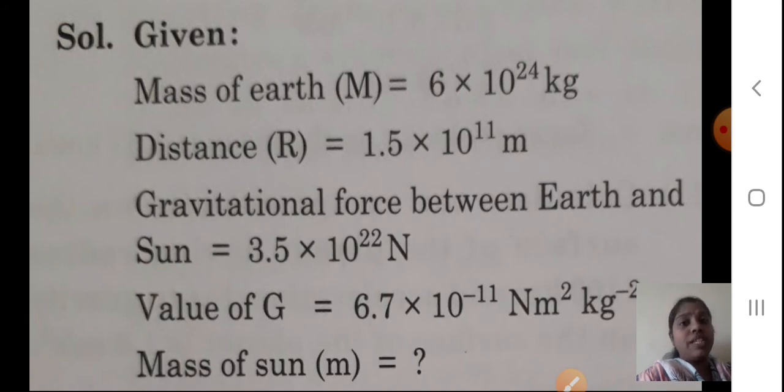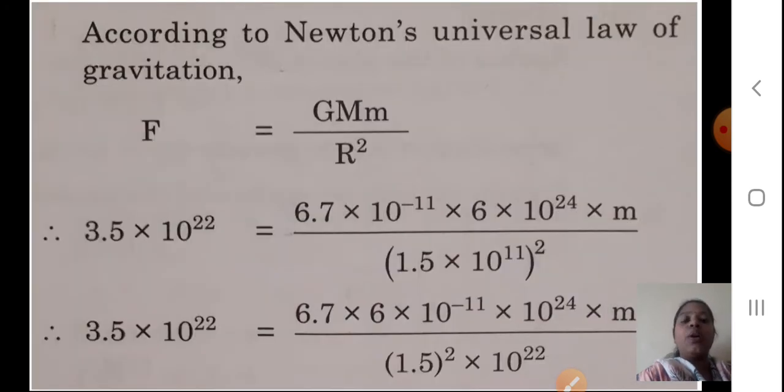Given: mass of the earth, capital M, is 6 into 10 raised to 24 kg. Distance is already given in meters, right? So 1.5 into 10 raised to 11 meter. Gravitational force is given, that is the F value, 3.5 into 10 raised to 22 Newton. Value of G is given, 6.7 into 10 raised to minus 11, and you have to calculate the mass of the sun, that is small m. According to Newton's universal law of gravitation, F is equal to G capital M small m upon R square. Same formula. You have to do the calculation here.